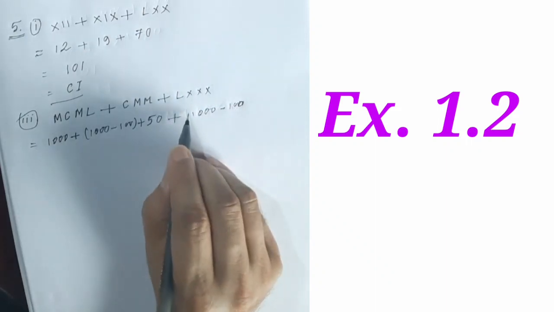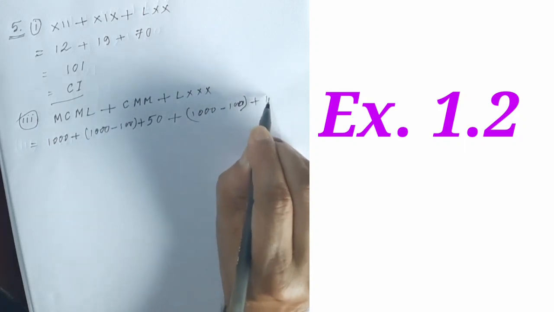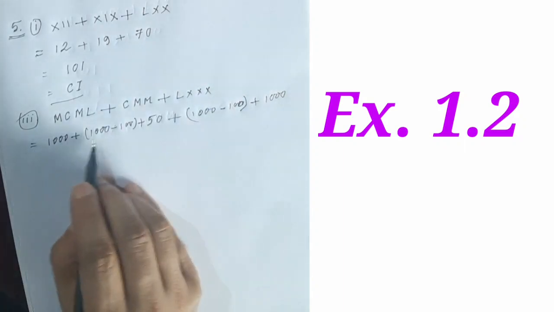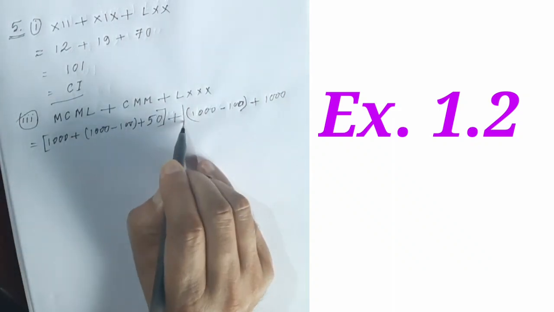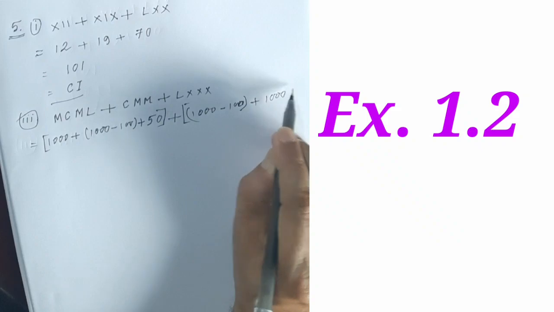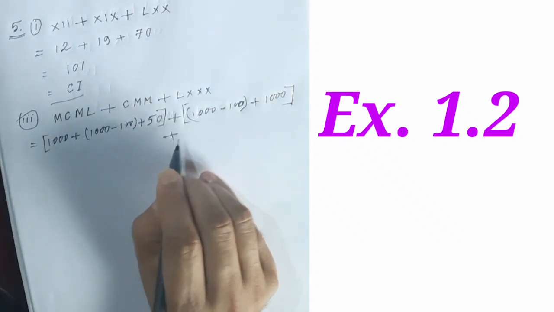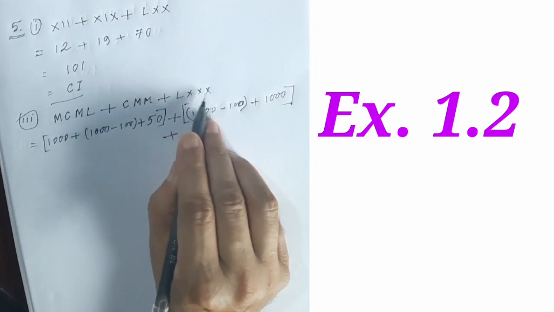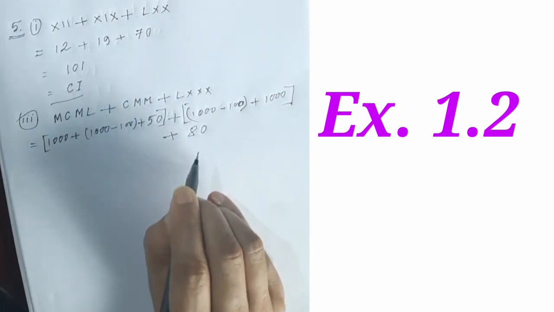Sorry, 1000 minus 100, and then plus again 1000. Okay, yes, I have expanded. You could have done it directly, but I have expanded. So this is CMM, and then plus this one, you can write 50, 60, 70, 80. So this is 80, no problem. This one you can directly write as 80.